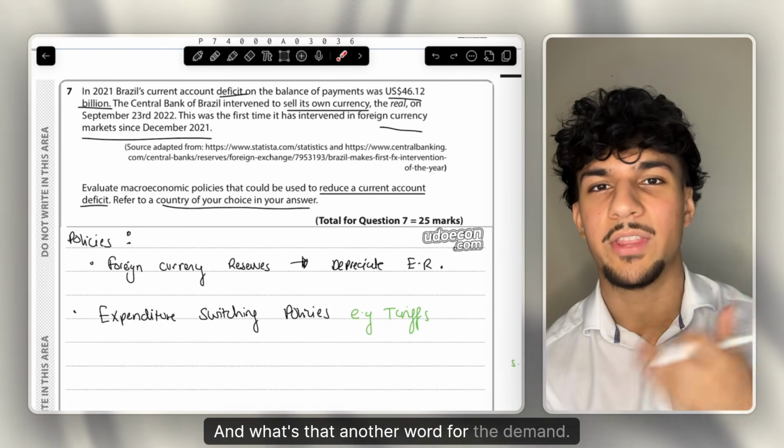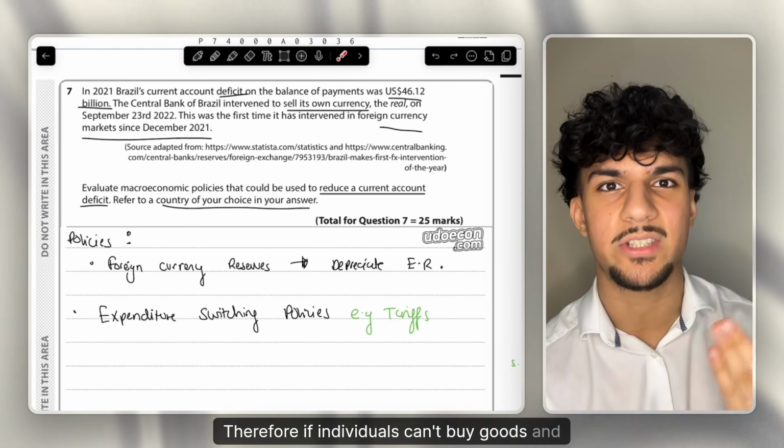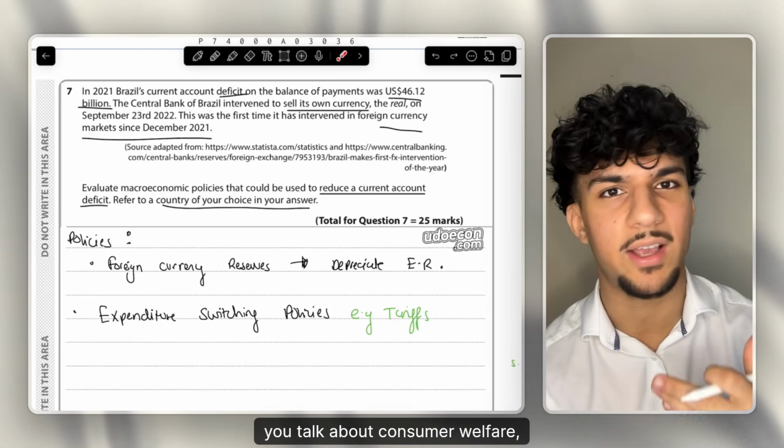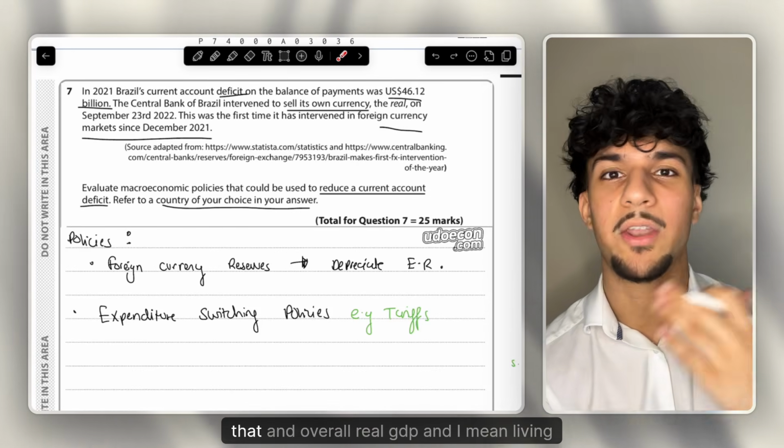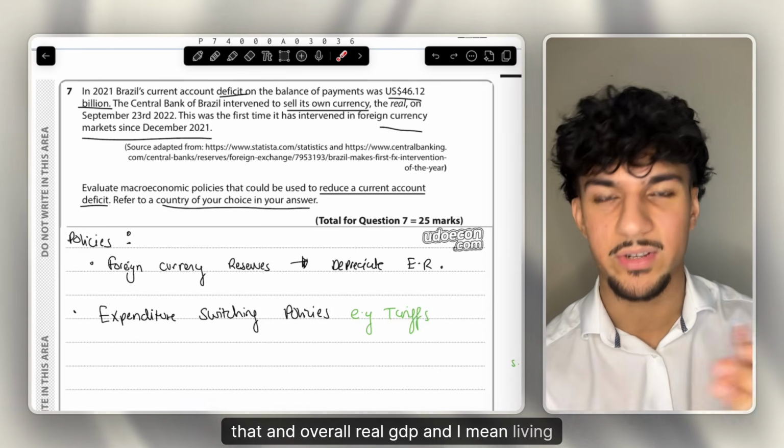And what's that another word for? They demand. Therefore, if individuals can't buy goods and services they want and demand, you talk about consumer welfare, and consumer surplus obviously massively decreases, and overall real GDP and living standards decrease.